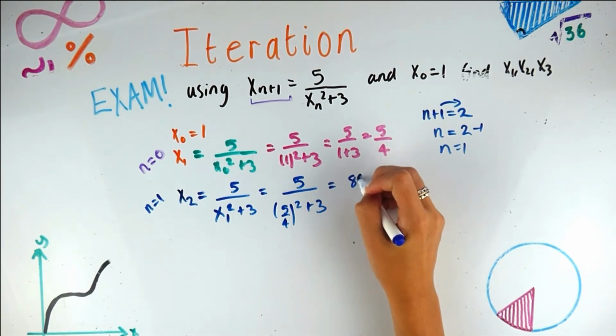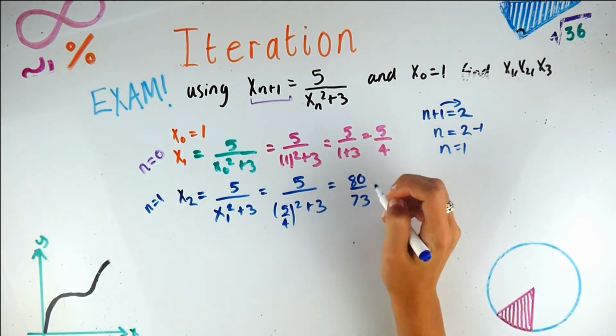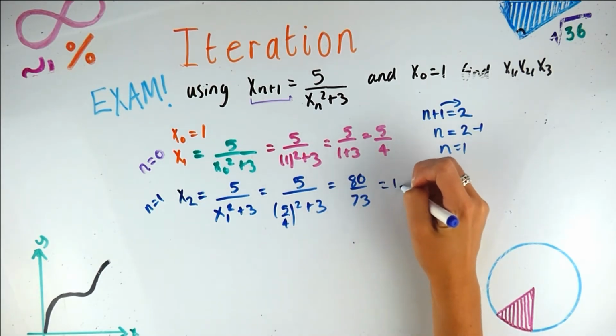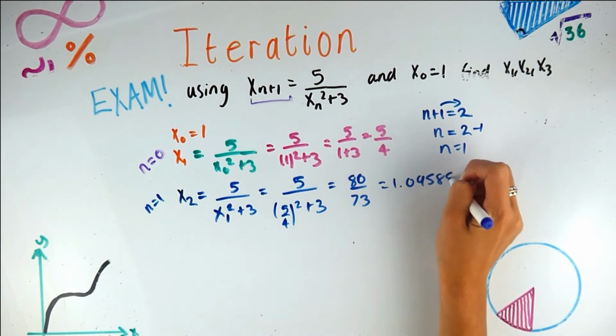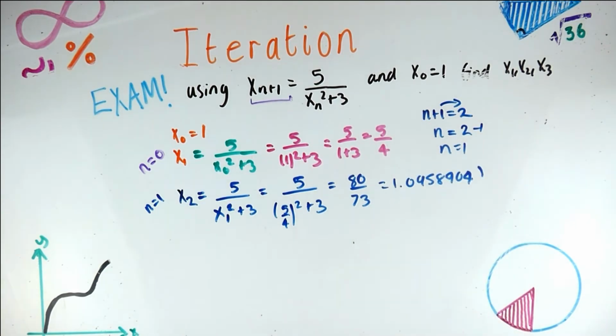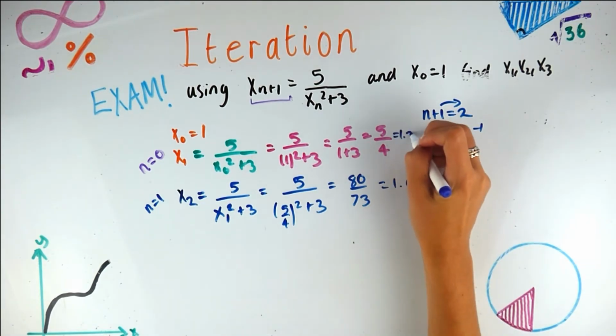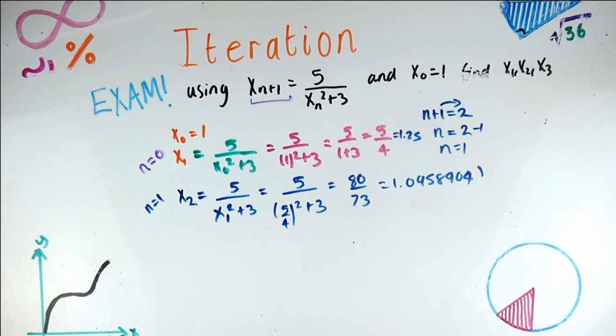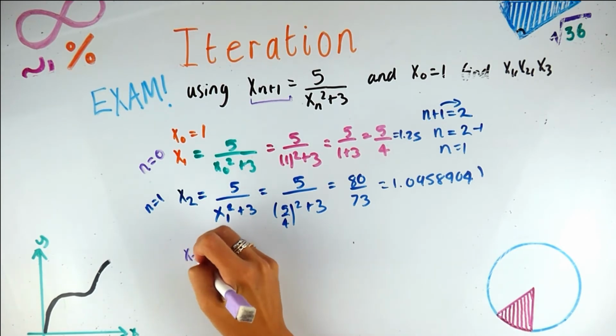And we get 80 over 73, which is 1.095894. Don't round your answers either, leave them as really long ones. Okay, so we have one more to find, and that is x3.